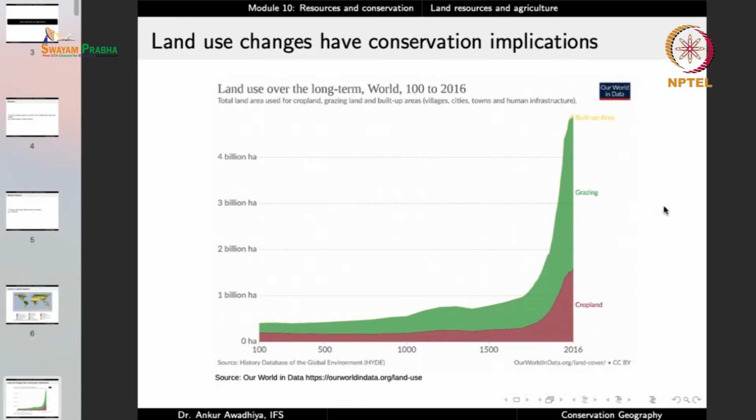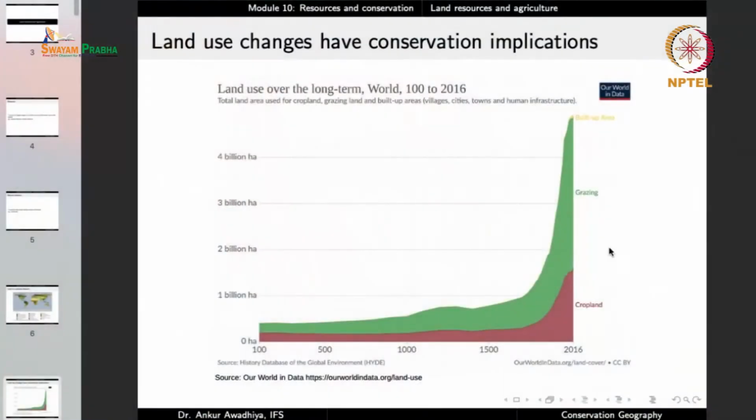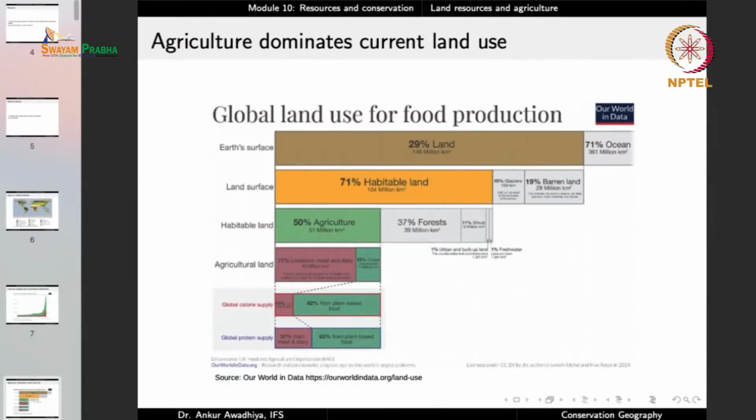So we are taking land away from its natural uses, and we are putting the land into some sort of an artificial or human use. Now the thing is, if today so much land is under cropland or grazing or built up area, where did this land come from? The answer is that we are taking land away from other uses such as forests or grasslands, and we are putting them to our own use. So this conversion of land from forest and grassland into human habitations, human farmlands and grazing areas is having conservation implications.